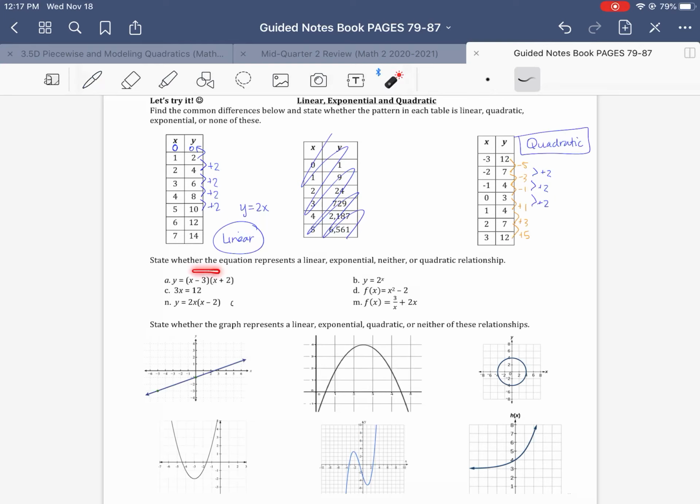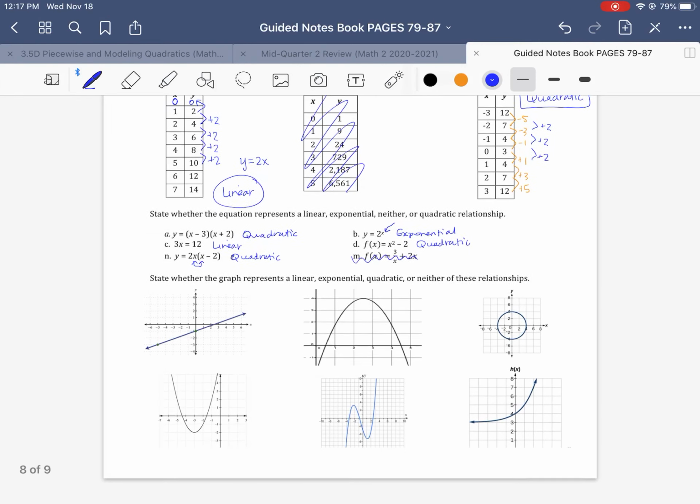Looking at the equations, again, if you look at part A, this one again is in that factored form. It has the 2 x values. This is definitely quadratic. B right here has a variable in the exponent, making it exponential. C just has the 1 x value. This one is linear. D has x squared, making it quadratic. E, notice this one's in factored form, but it has those 2 x's that would create an x squared, so also quadratic. And then this last one has an x in the denominator. This is none of these. We're not going to deal with that one.